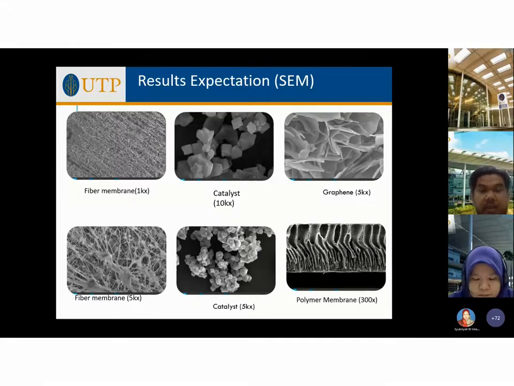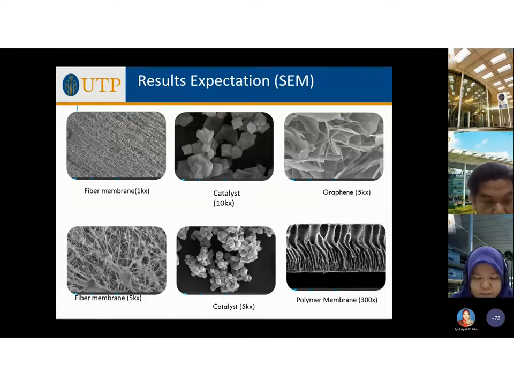Okay, this is result expectation, an example of results from the SEM. The first image is a fiber membrane at 1,000x magnification. The second image is a catalyst at 10,000x.